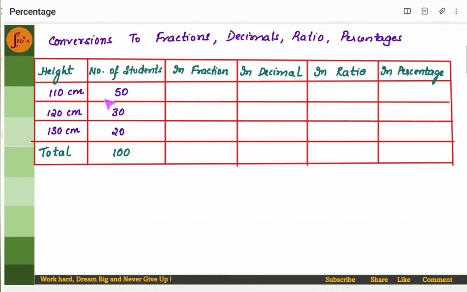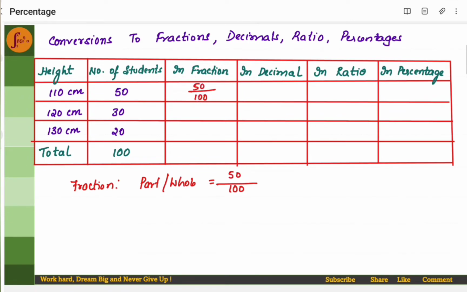Now, how do we write this in the form of a fraction? The total number of students is 100. So we'll always write 100 in the denominator, because the total students is the whole. A fraction is part by whole. The total is 100 here, and out of this 100, 50 students have a height of 110 centimeters. So I'll put 50 here.